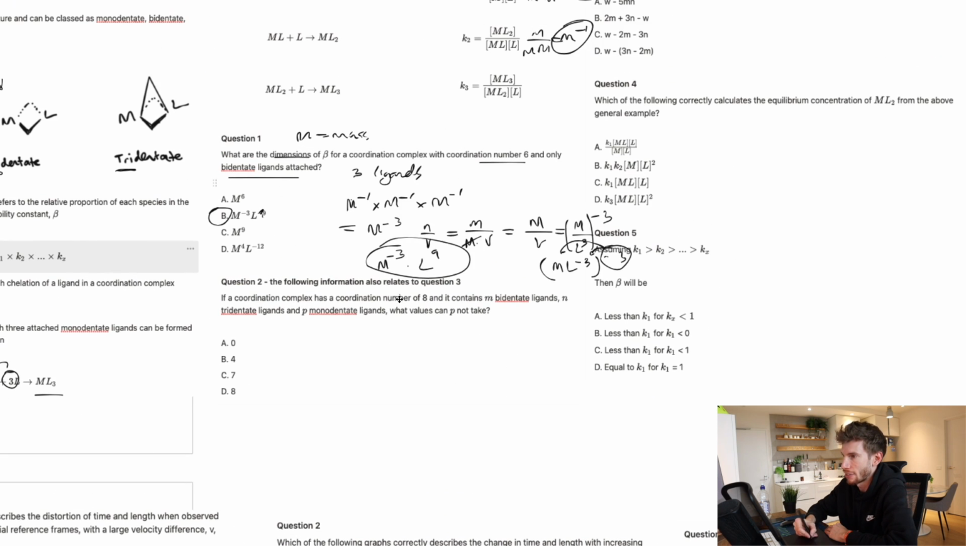Question 2. So then the following information also relates to question 3. That's just me being lazy. I didn't really know how to fix that. I realized that the next question had to use this info. So just keep that in mind. You might use some of the knowledge from this.